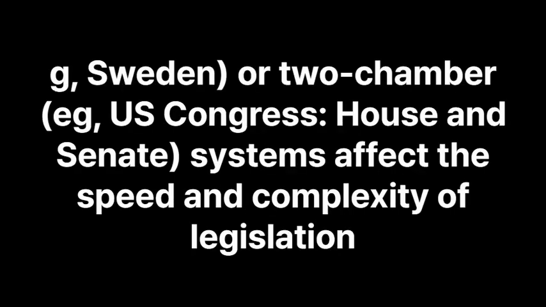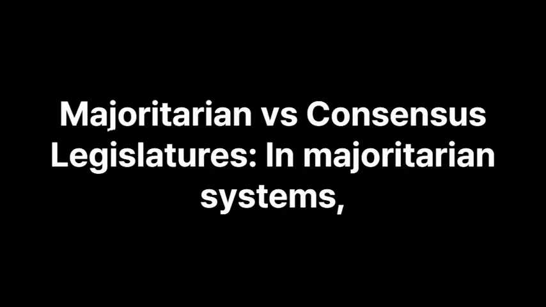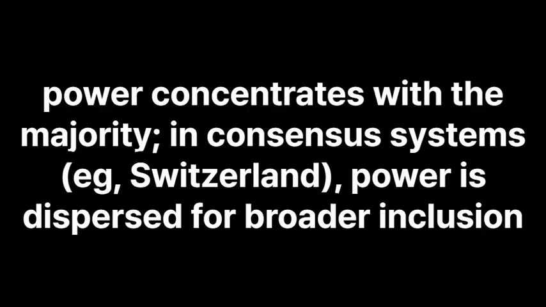1.2. The legislature. Legislatures make laws, authorize budgets, and represent public opinion. Unicameral vs. bicameral, single chamber, e.g., Sweden, or two-chamber, e.g., U.S. Congress, House, and Senate. Systems affect the speed and complexity of legislation. Majoritarian versus consensus legislatures. In majoritarian systems, power concentrates with the majority. In consensus systems, e.g., Switzerland, power is dispersed for broader inclusion.